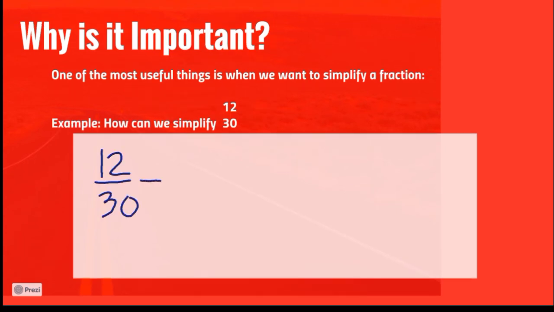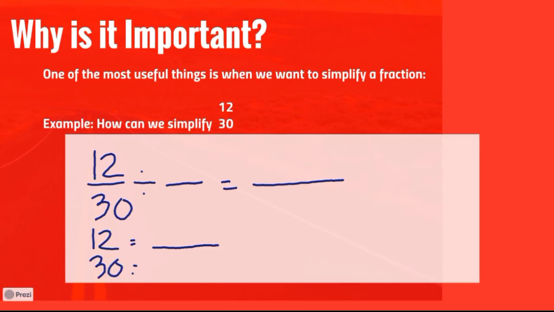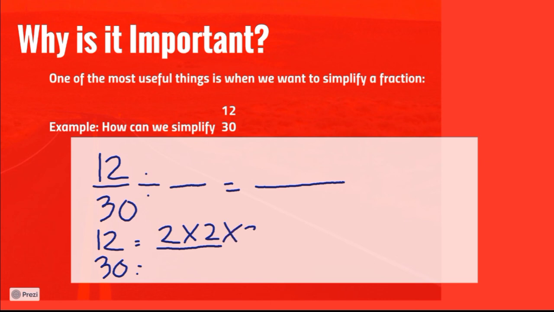So, i-divide natin ang 12 at ang 30 sa GCF niya para ma-reduce natin ang fraction to lowest term. So, ano ba ang GCF ng 12 at ng 30? Prime factors of 12, 2 times 2 times 3. Factors of 30, 2 times 3 times 5. Okay.